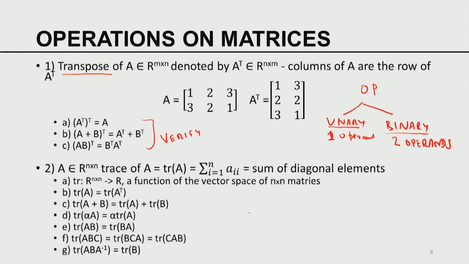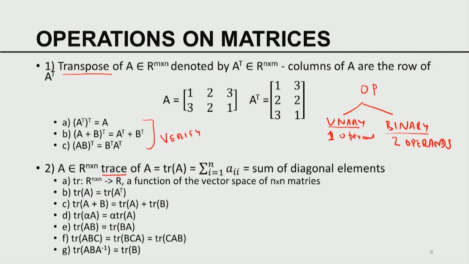The next unary operation is called the trace of a matrix. Trace of a matrix is defined to be the sum of the elements of the diagonal. So if I have a matrix A, it is simply the sum of A_ii. When i is equal to 1 to n, I get A11, A22, A33, up to Ann. So trace is a function from R^(n by n) to R. You can think of it as a functional. The trace has lots of important properties.